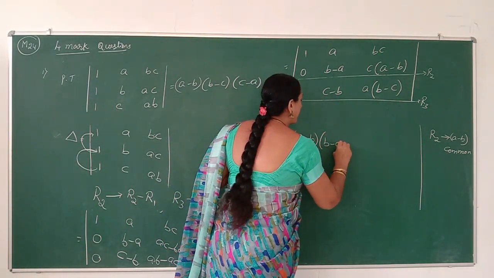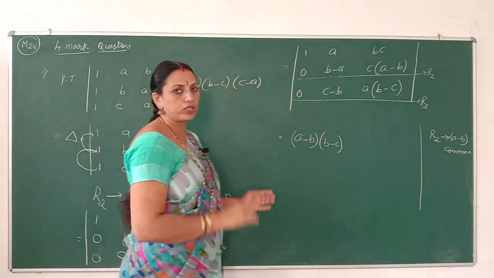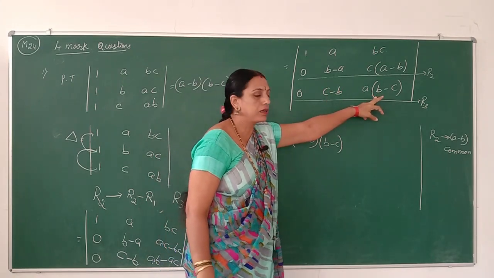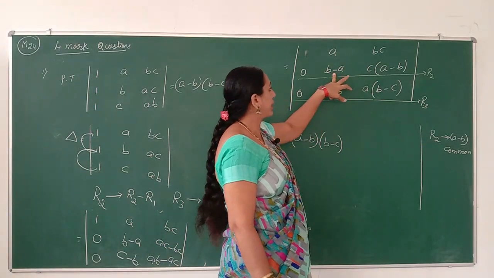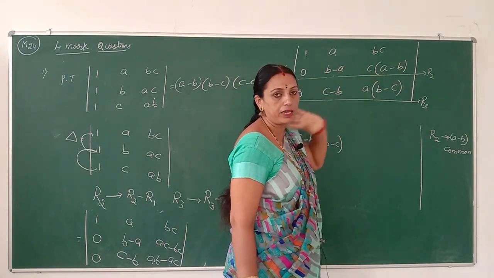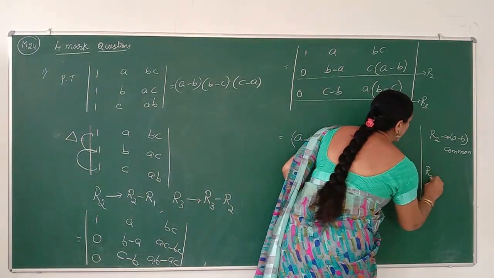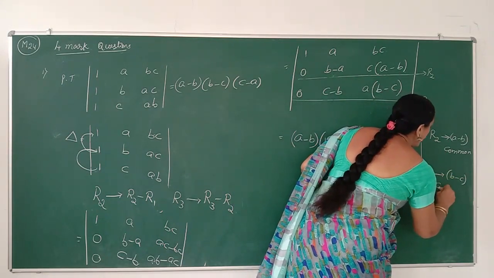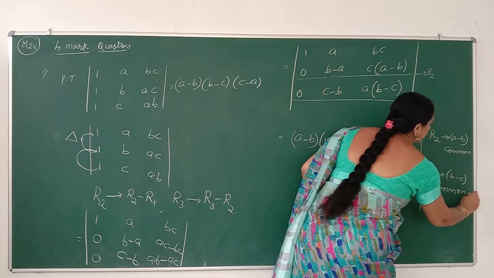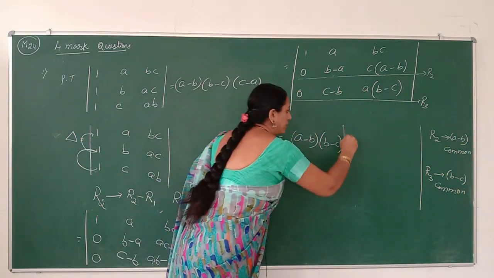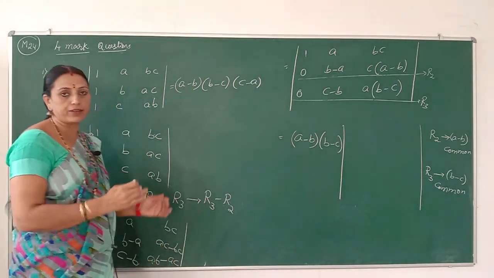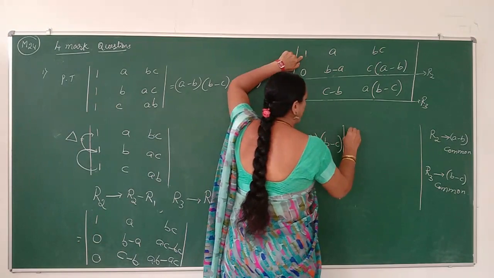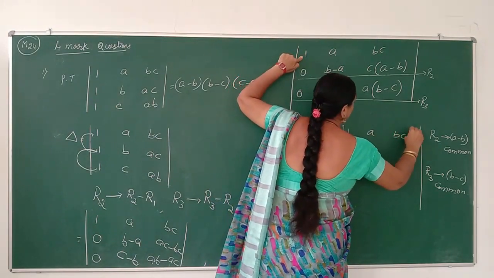Now again we get B minus C, or it's C minus B. Either one of them will be considered a common factor, either C minus B or B minus C. Similarly, for the second row, either A minus B or B minus C. So in the third row, B minus C is the common factor. After that, what is taken outside as the common factor, and what are the remaining elements?